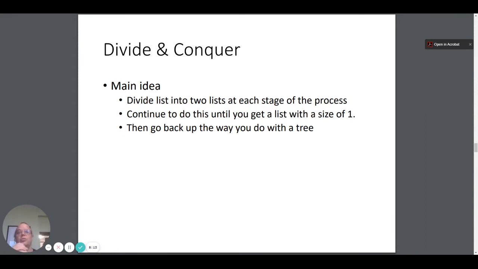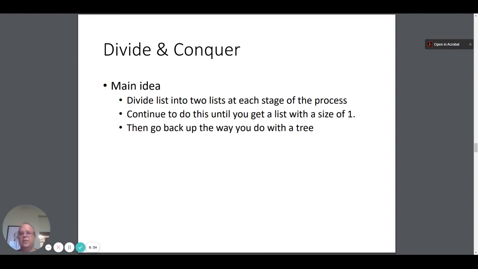And a list of size 1, hey, even I can sort that one. So you sort the lists that are of size 1, merge them back up into lists that are of size 2, and then make sure those are sorted. And you do this going all the way back up the same way that you do with a tree. So you break it down and then build it back up.